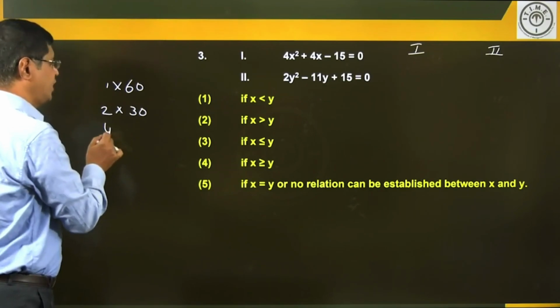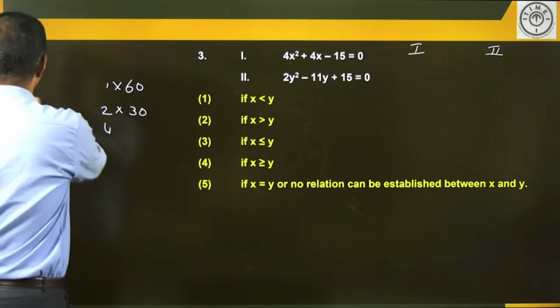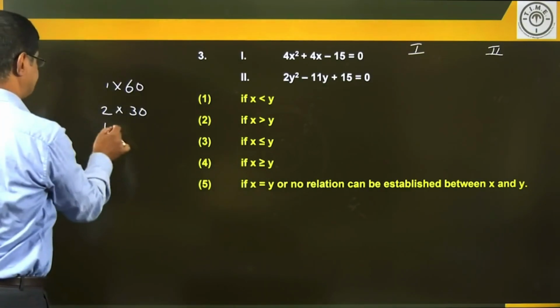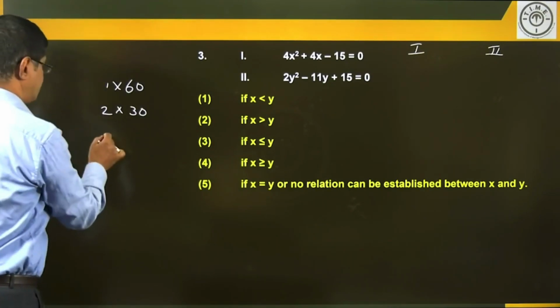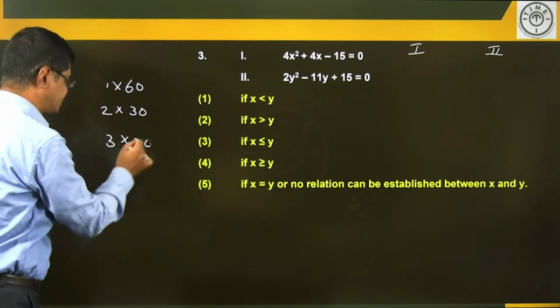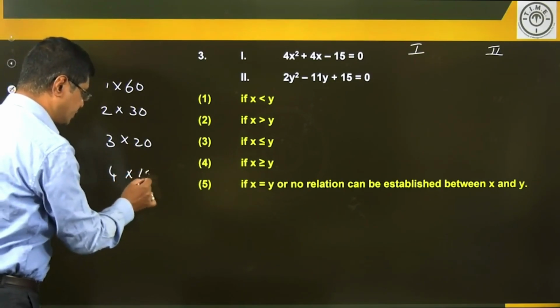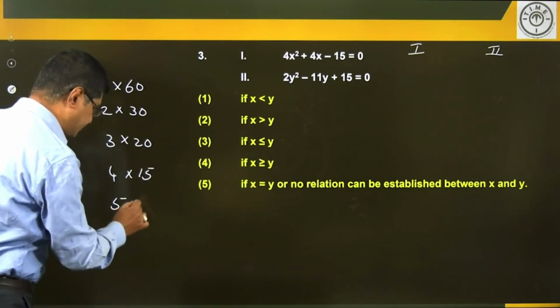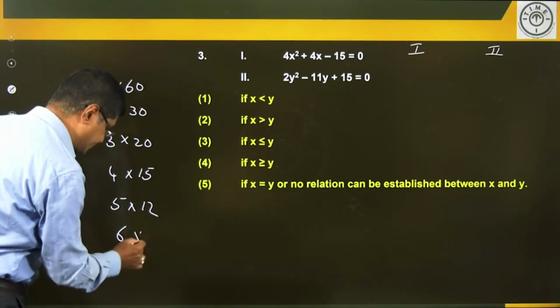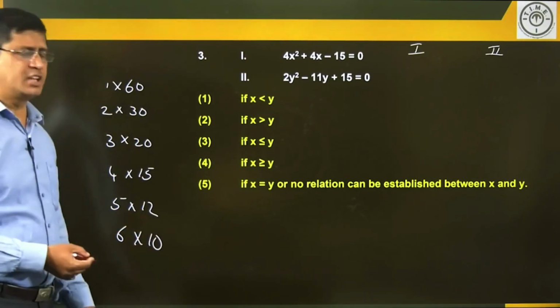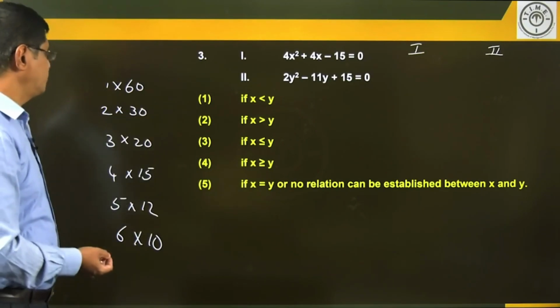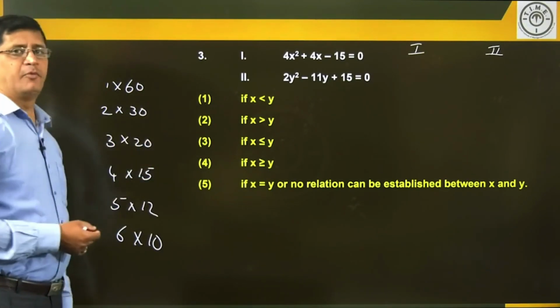And 3 into 20, it is a 60. 4 into 15. Then 5 into 12, 6 into 10. Am I right? So, these are the possibilities. Now, what is the possibility? What is the possible way to get the value here?